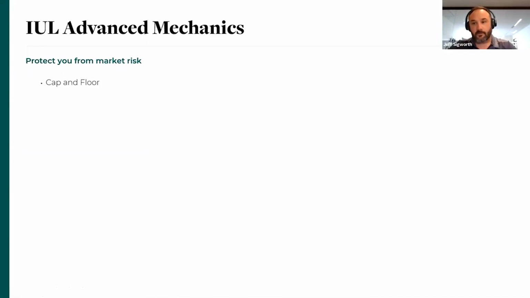Okay, you're kind of right on the floor. You can't lose money in an IUL, at least in an IUL you can't. In a VUL you can. In an IUL you can't lose money. So a floor is the absolute minimum that contract interest rate, the minimum. But what's the cap?